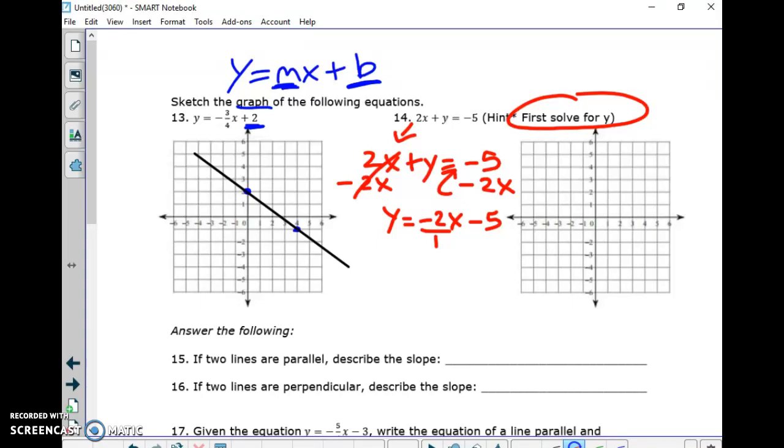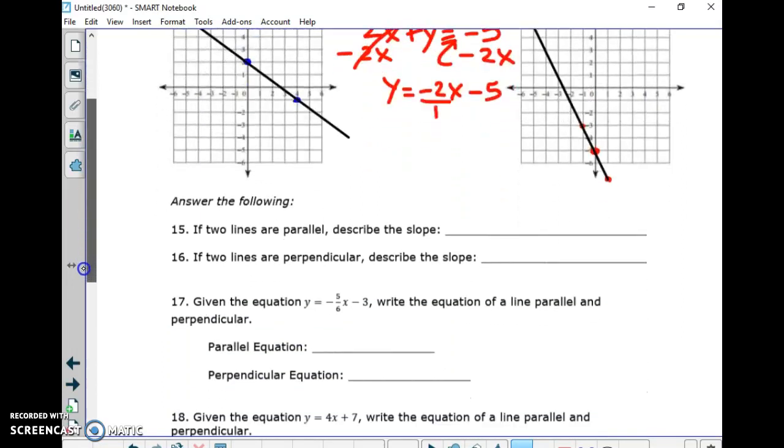So put my point at negative 5. That's where I start. And then my rise over run is negative 2 over 1. Down 2, right 1. Or if you switch it around, up 2, left 1. That also works. So we're going to take that, draw a nice line through that. Okay. That's how you graph those. Always graph the b first and then the slope.